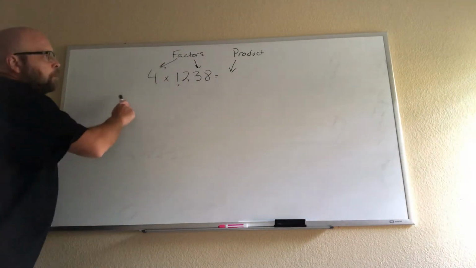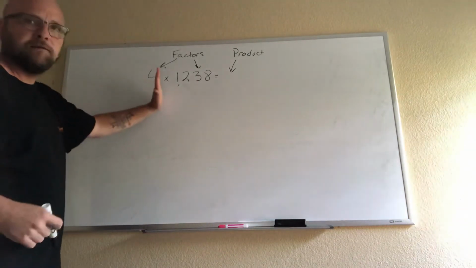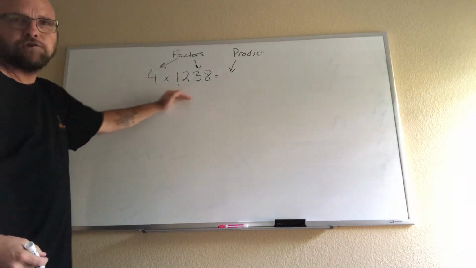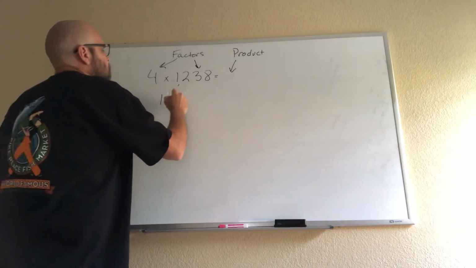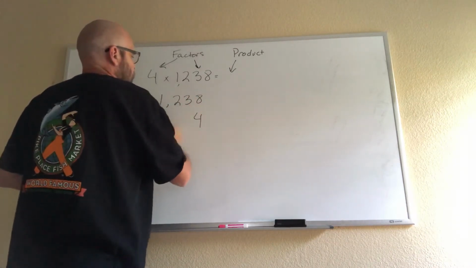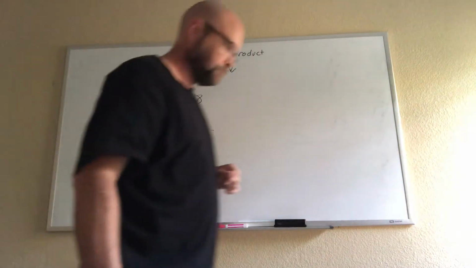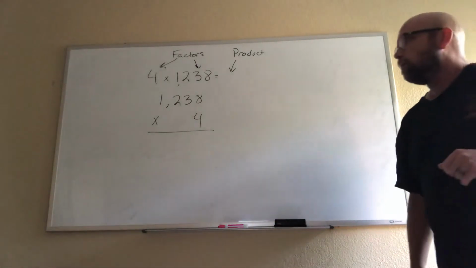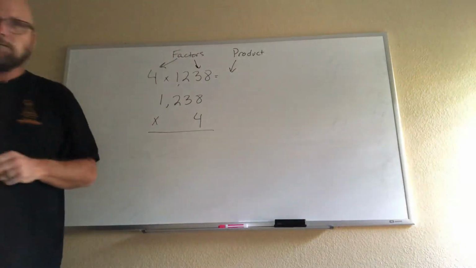If you have a multiplication problem and it is written horizontally, you're going to write it vertically. And you're going to put the largest number as your top factor. So I'm going to take 1,238 and I'm going to multiply that by 4. That is my original given problem. Now the directions say to estimate.